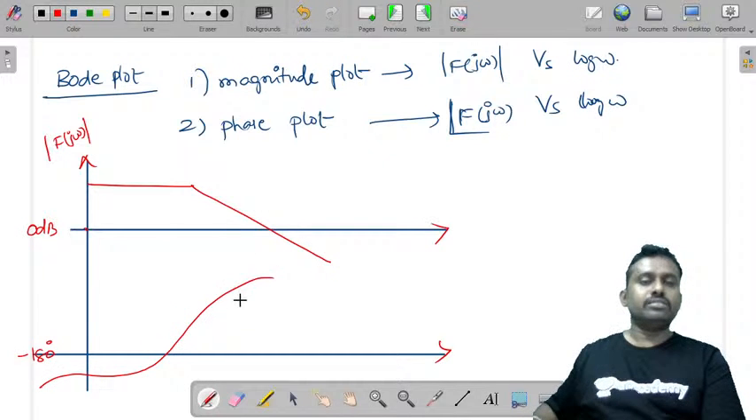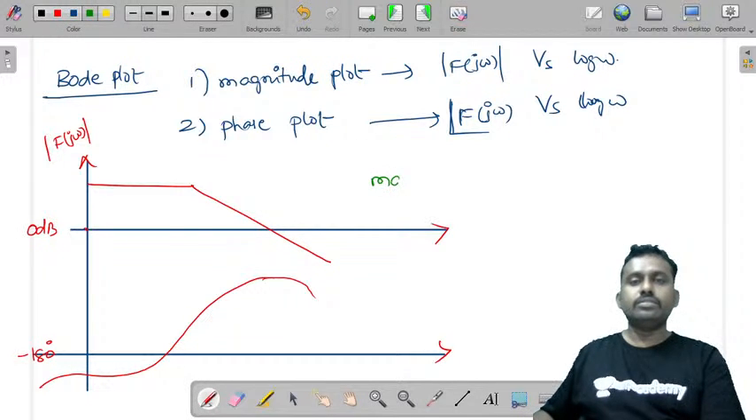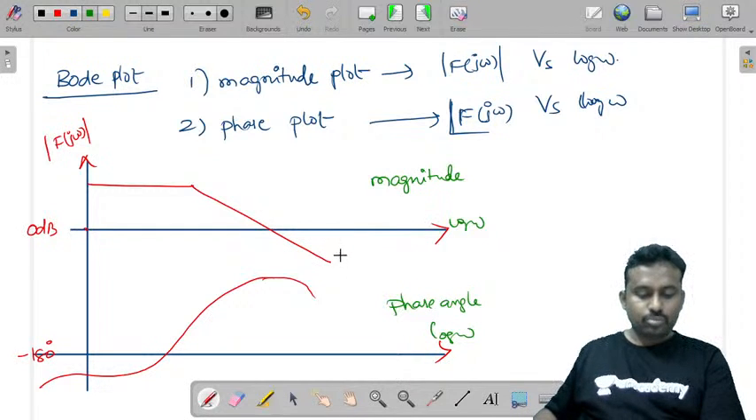And this is a phase angle graph. This is the magnitude plot. This is log omega and this is log omega. Magnitude plot and this is phase angle plot. These are the two plots.